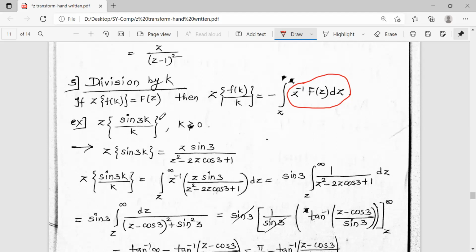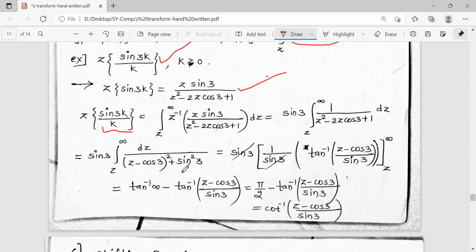For example, sine 3k upon k is given, for k greater than 0. Then we know the transform of sine 3k by the standard sine alpha k form is z sine 3 upon z square minus 2z cos 3 plus 1. So when it is divided by k, you have to take the integration of this f of z term along with z raised to minus 1. Z raised to minus 1 means 1 upon z. That gets cancelled with this z and we get the answer sine 3, which is a constant, and the integral of 1 upon z square minus 2z cos 3 plus 1.